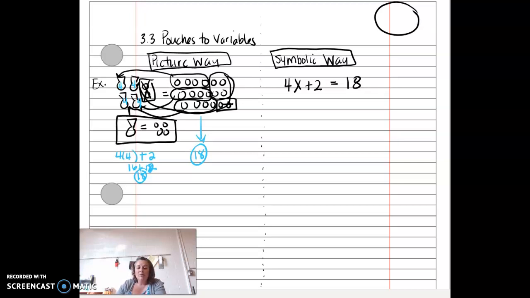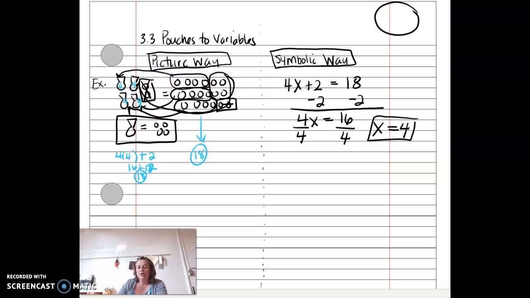And our first step in solving the picture way was to get rid of those 2 loose coins. Well, to get rid of the 2 coins, we'd have to take them away, and to keep things balanced, we do that to both sides. So I have the 4x, the 4 bags, equals 18 coins minus 2 coins. That left us with 16 coins that had to go into 4 bags. So what we did here was split the 16 into 4 bags. I divided them by the 4, and we do that to both sides. So we ended up getting x, 1 pouch, because 4 divided by 4 is 1, equals 16 divided by 4, which is 4.